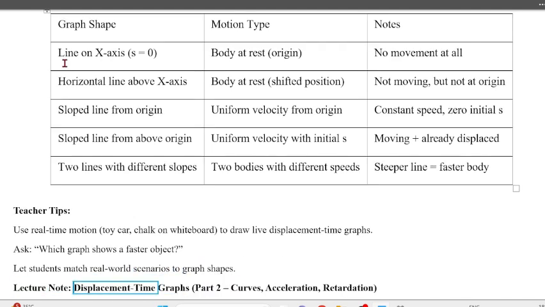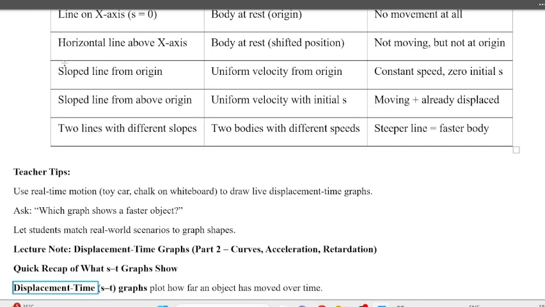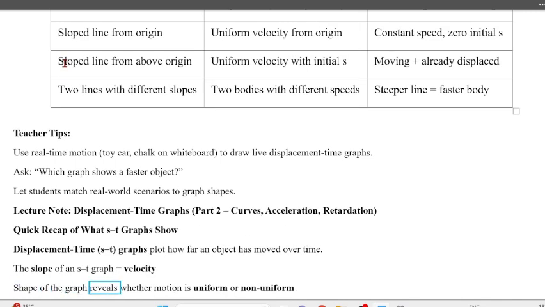Lecture note: displacement-time graphs, part 2: curves, acceleration, retardation. Quick recap of what ST graphs show. Displacement-time (ST) graphs plot how far an object has moved over time. The slope of an ST graph is equal to velocity. The shape of the graph reveals whether motion is uniform or non-uniform.